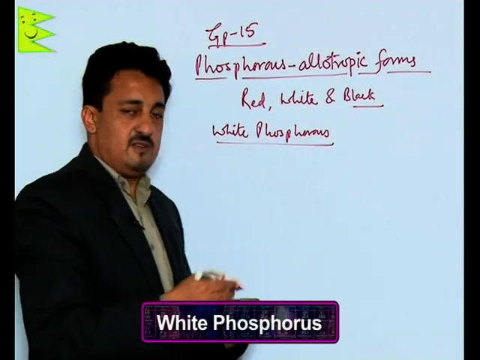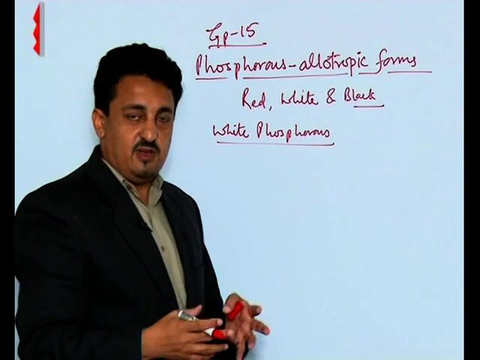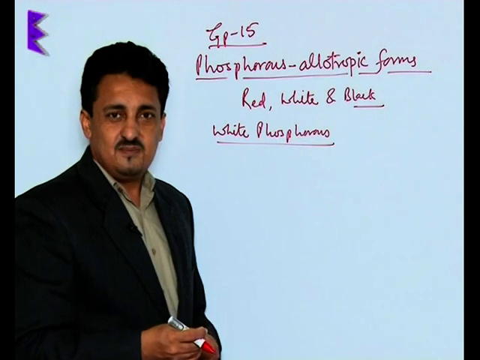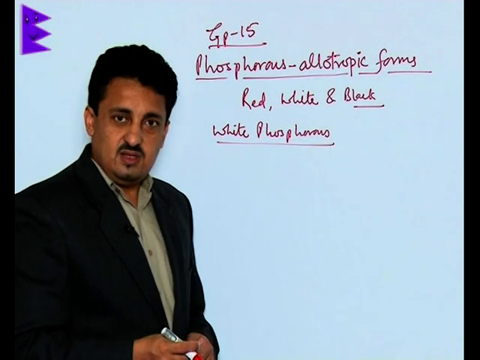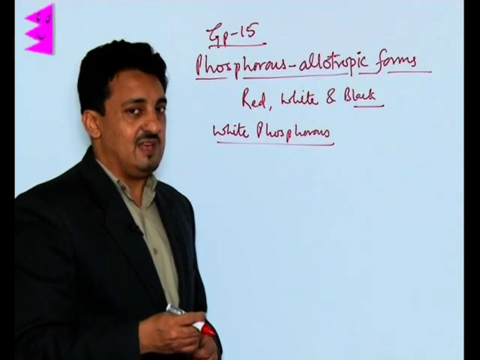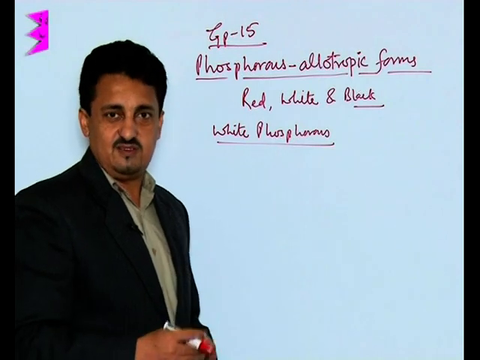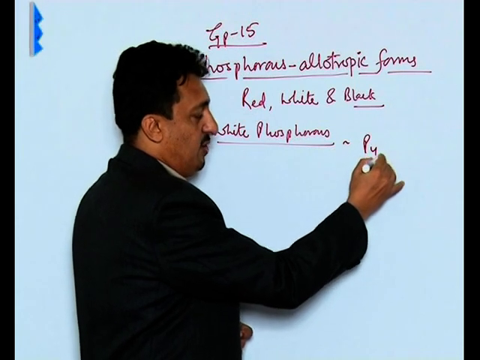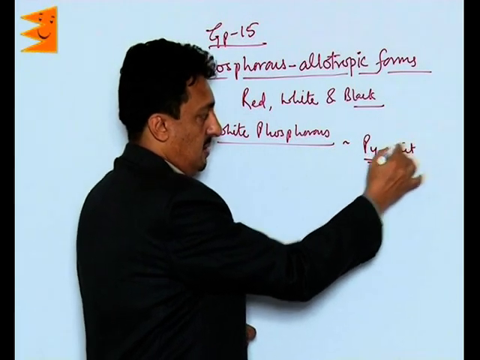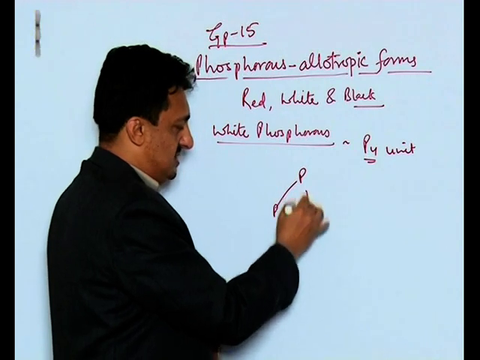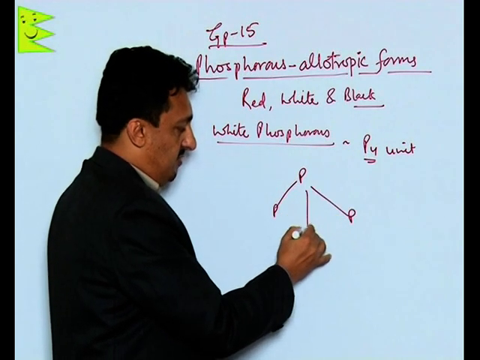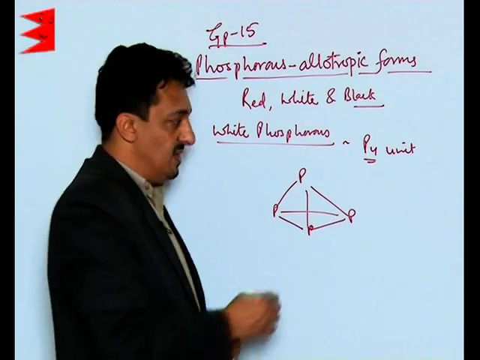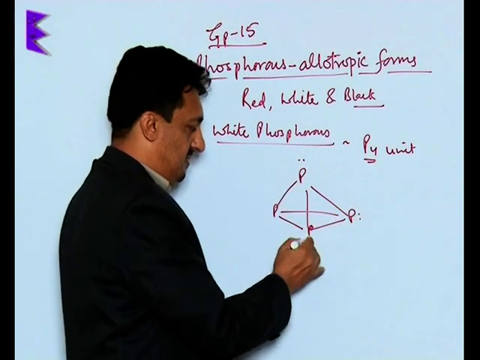The phosphorus which is obtained from the calcium phosphate is basically white phosphorus. It's a waxy solid, insoluble in water, but soluble in organic solvents like carbon disulphide, CCl4, etc. It basically has independent P4 units in which each phosphorus is bonded to 3 more phosphorus atoms, and they are arranged in a tetrahedral manner. Each has 1 lone pair.